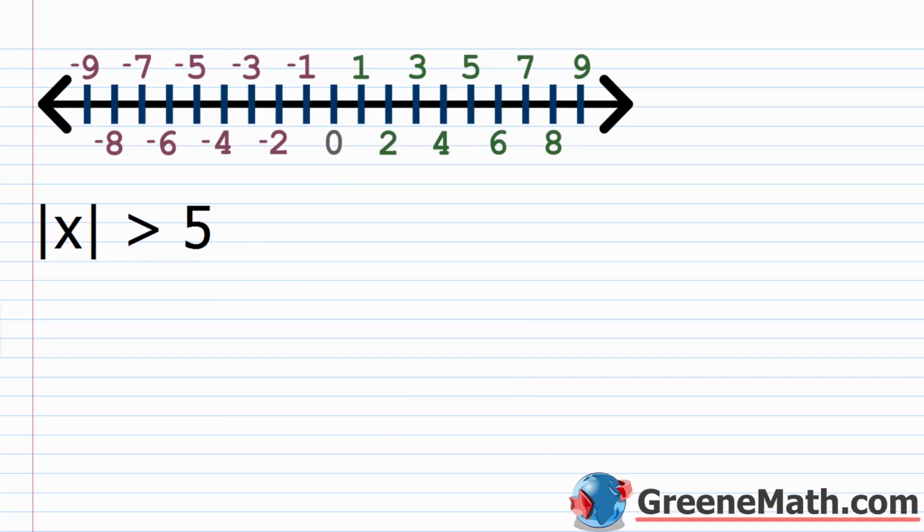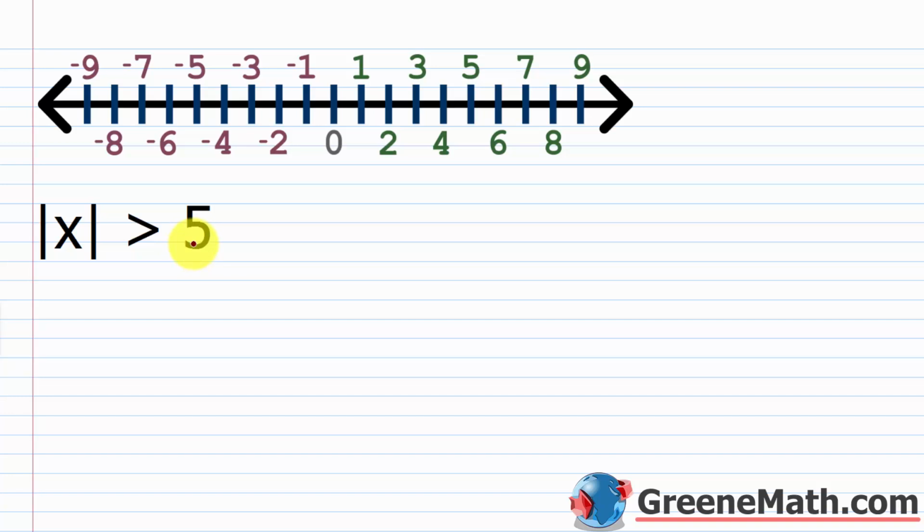All right, so now that we understand the concept of absolute value, let's think a little bit about how we can solve an absolute value inequality. We're just going to start with some very simple examples here, and then we'll get into some more challenging material. So we're going to start with the absolute value of x is greater than 5.